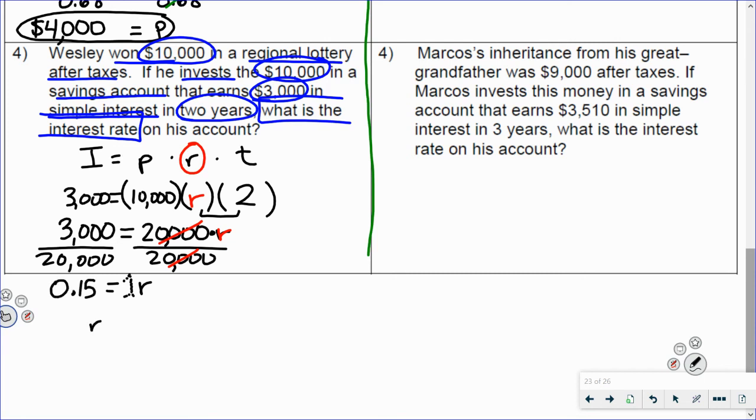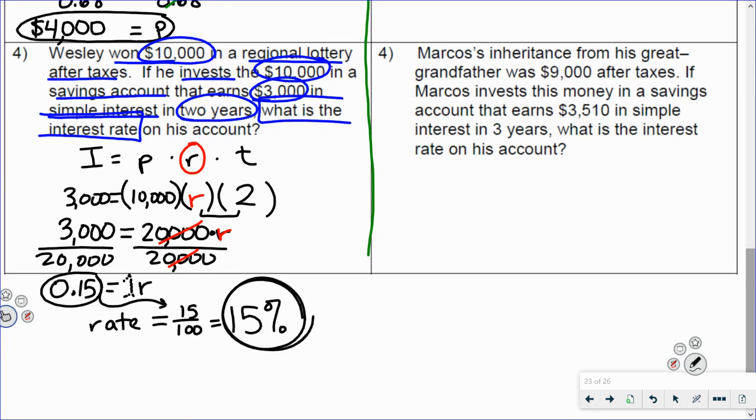But let's recall that rates are usually advertised as percents. So how do we take this number and change it to a percent? Well, when you see 15 hundredths, that should mean that the interest rate is 15%.